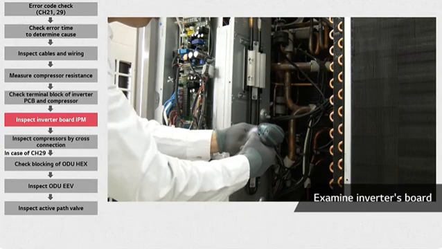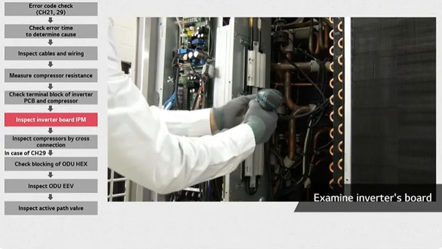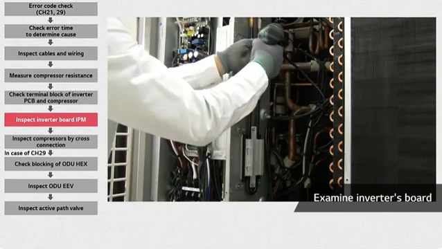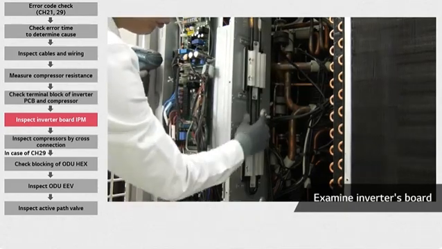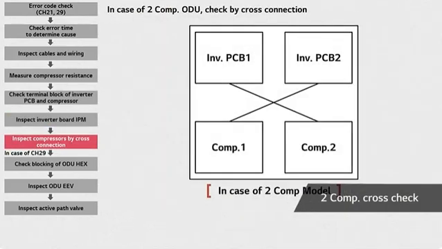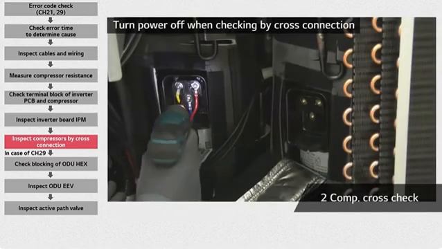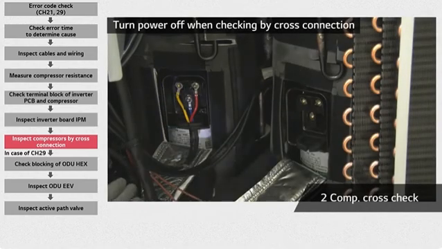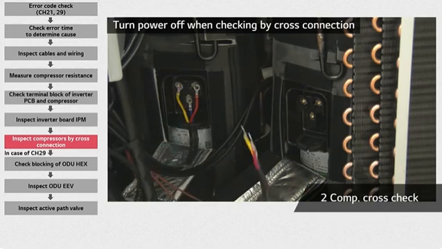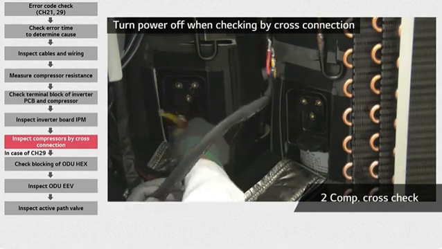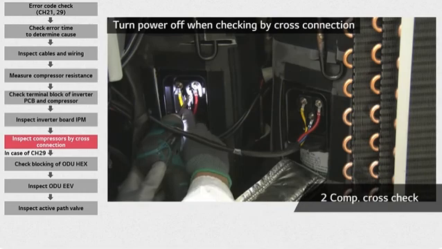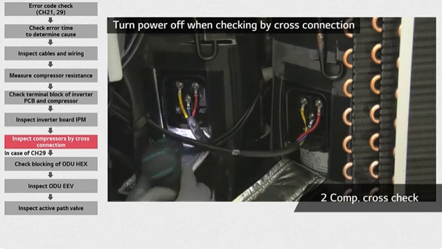Next, check the tightening condition of the inverter board's heatsink. If the screw is loose, you should tighten it firmly. You need to determine if the problem is in the inverter PCB or in the compressor. For this, interchange the two compressors connection and proceed to double-check. Now, remove the screws connected to the compressor. Once you are done with it, interchange the connection of the compressor terminals, get the outdoor unit running, and proceed as follows.